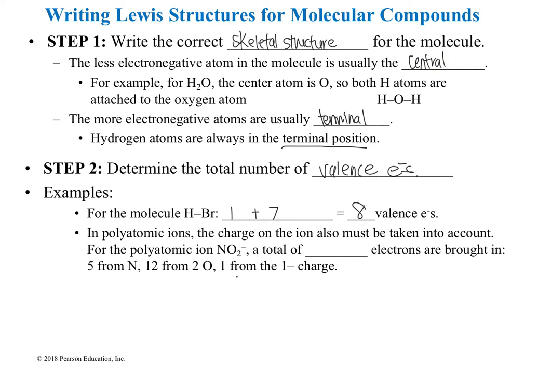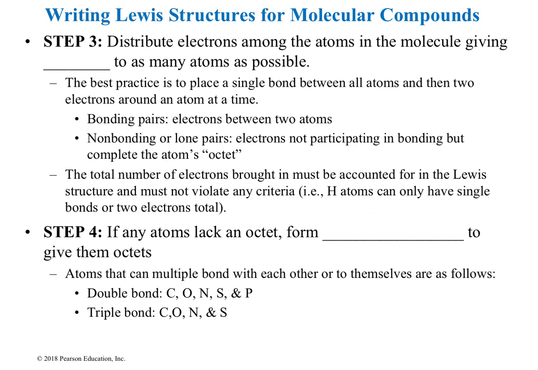So if I have nitrogen, it has 5 valence. We have 2 oxygens, they each have 6. And then I have a negative charge. This means I have an extra electron. So I have a total of 18 valence electrons for nitrite. Then you're going to distribute the electrons. I like to put them on the terminal atoms first and then fill in to the central atom as needed.